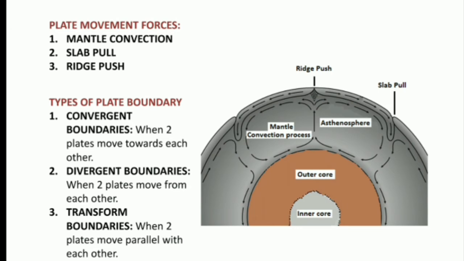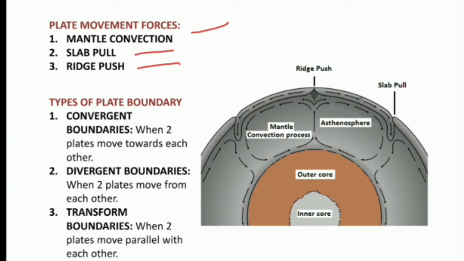So those plate boundaries are mainly responsible for the formation of different kinds of landforms over our earth crust. Now the question arises, why are those plates moving like this, isn't it? So here we have different plate movement forces. First we have mantle convection, then slab pull and ridge push. What are those? Just have a look.